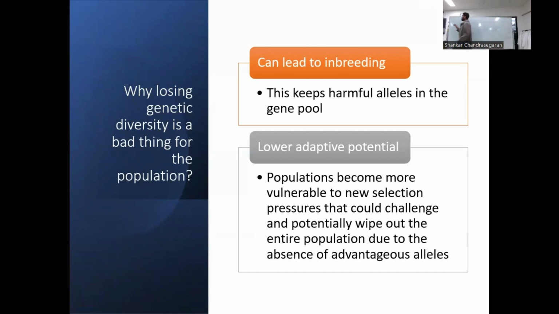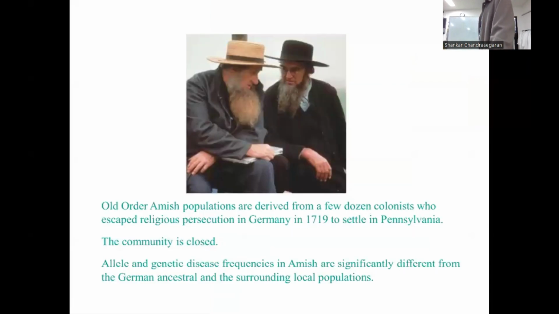So only through genetic diversity can selection pressures be survived where a selected advantageous phenotype can be selected for. If there isn't a lot of genetic variation within a population, then there can be a selection pressure that can challenge and potentially wipe out the entire population due to the fact that that population has no advantageous phenotypes to select for. Okay, this requires a bit more example, right?